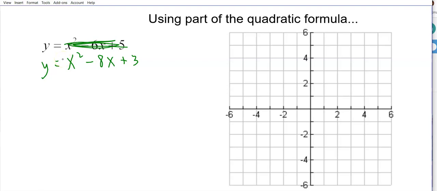So one way of doing the quadratic formula is a two-step process. Step one, find h, right? h is the opposite of b over 2a. That's the formula I need you to know. So let's plug into this formula. We'll get the opposite of negative 8, which is positive 8, over 2 times 1, which is 4.